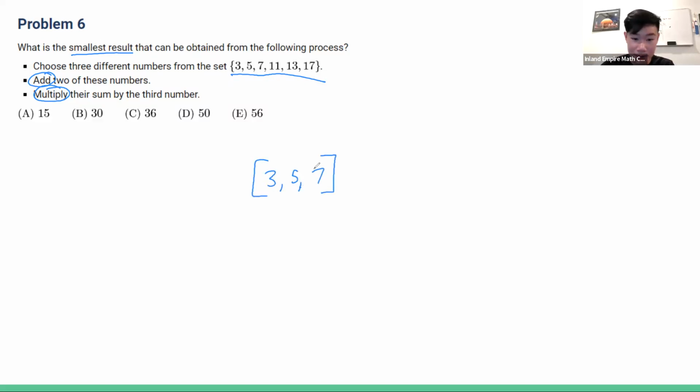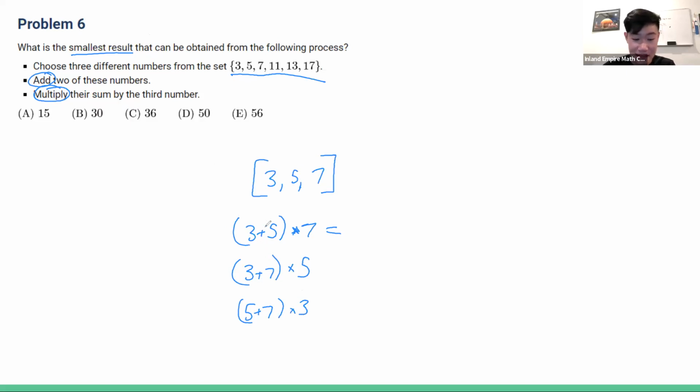So you could do some mental math and figure out what the smallest number is, but we're going to expand it. We're going to actually do the math. So 3 plus 5 multiplied by 7, 3 plus 7 multiplied by 5, or we could do something like 5 plus 7 times 3. So these are all the possible combinations, right, of adding and then multiplying by the 3rd number.